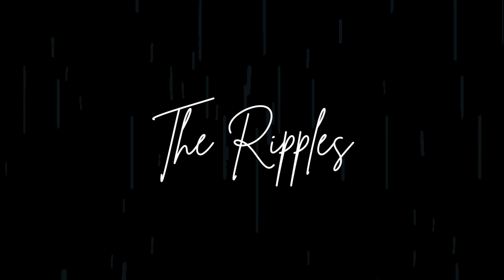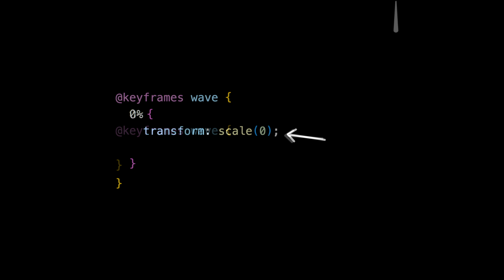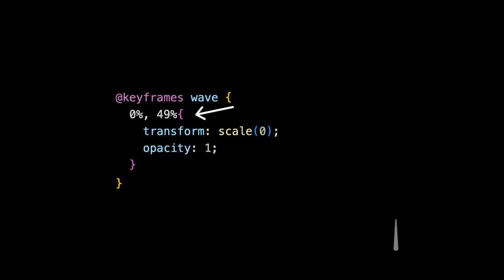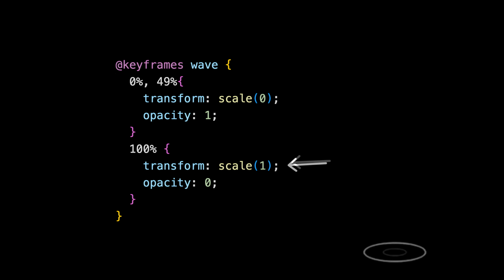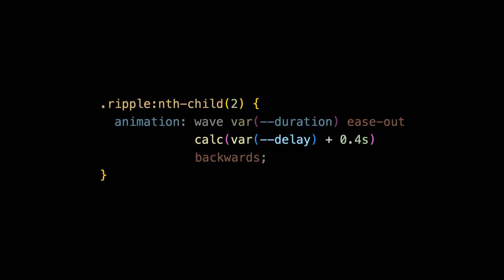Next up are the ripples. At the start, they're completely hidden with a scale of 0. They remain invisible until the drop hits the surface at around 49%. Then the ripple begins to expand outward, scaling up while fading out, giving that natural spreading effect. Here, both ripple elements are animating at once, so fix it by adding extra delay for the second ripple element.